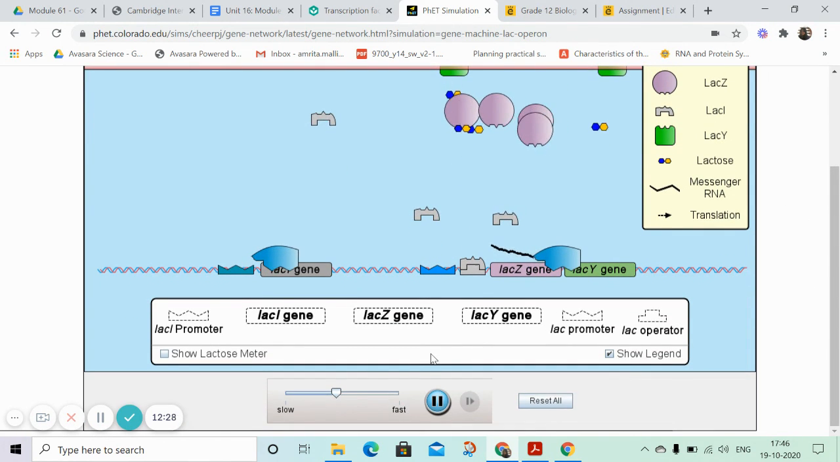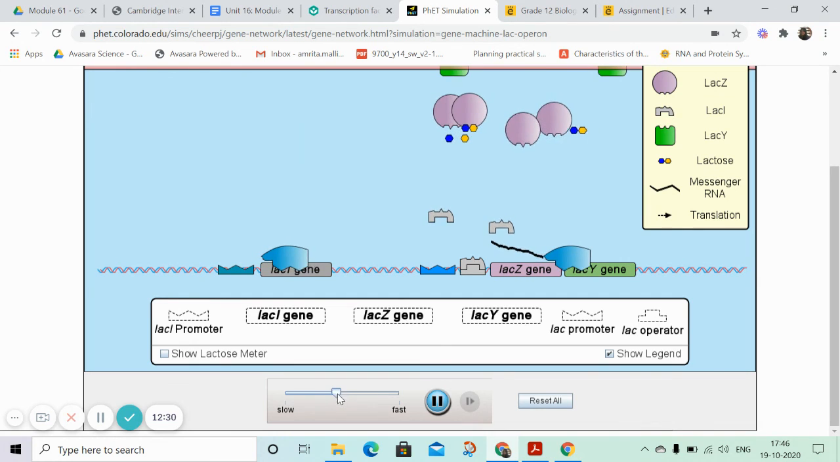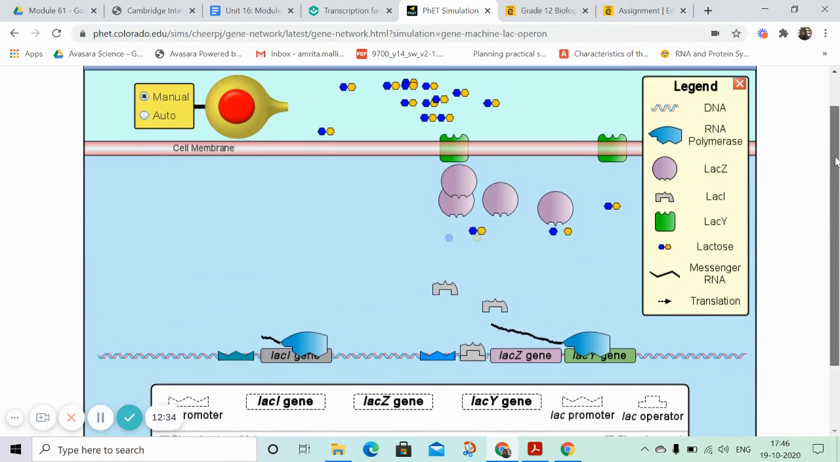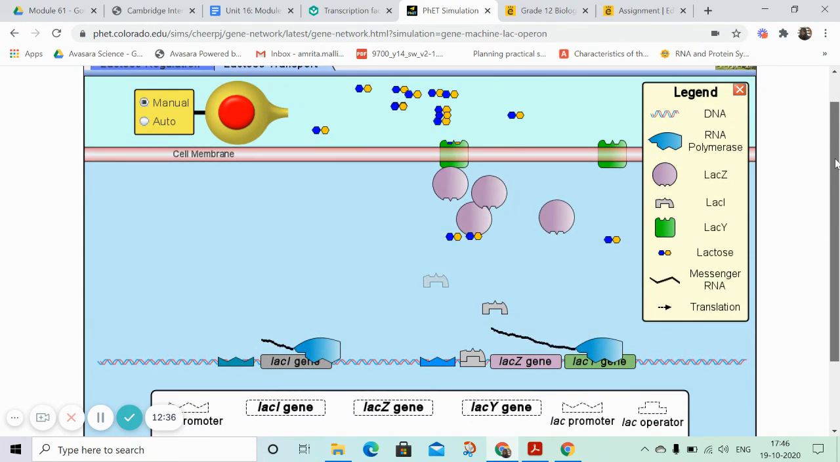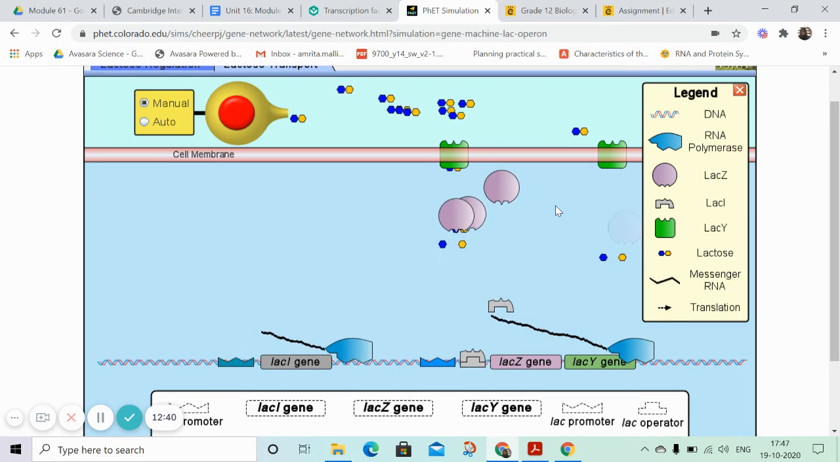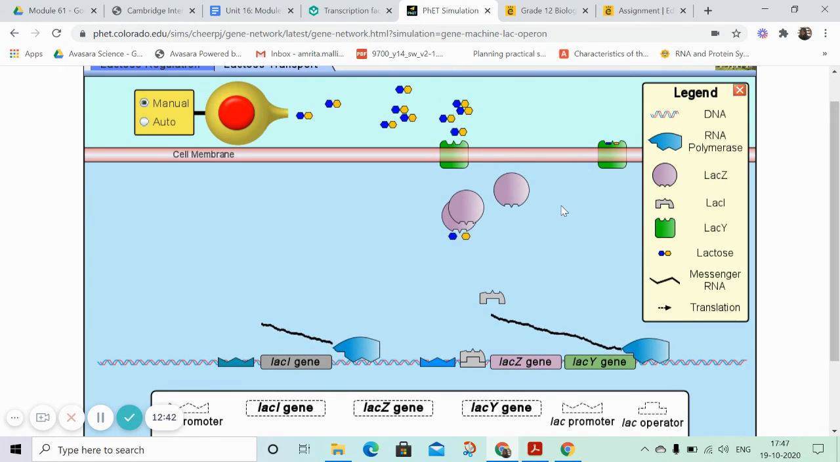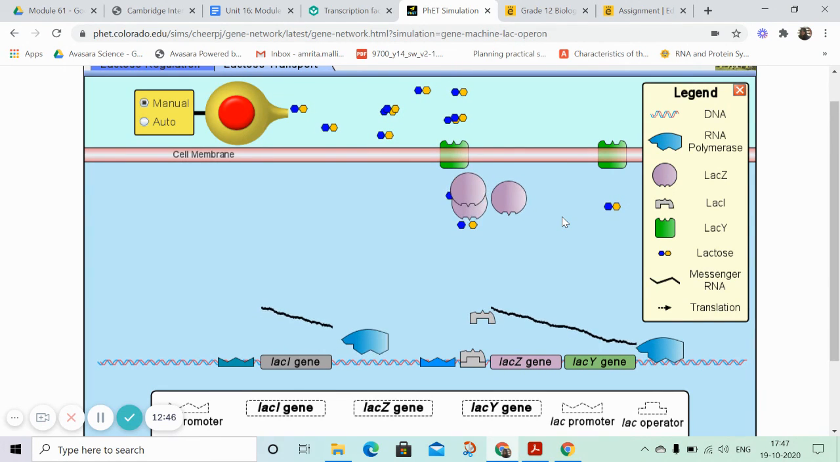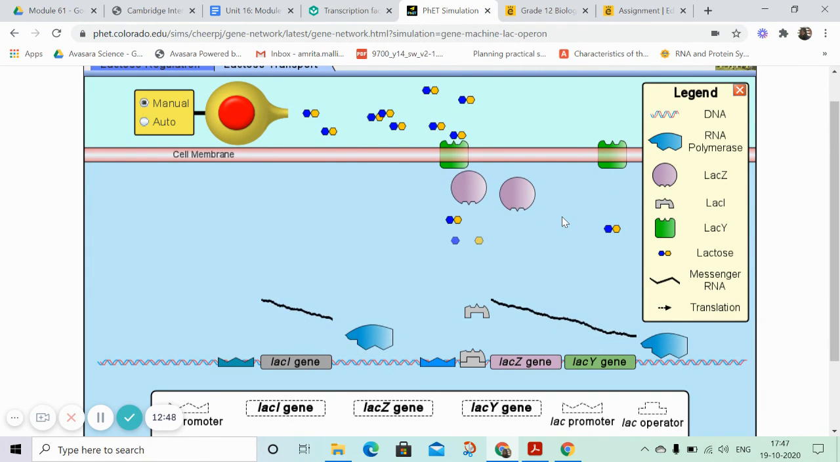Let me quickly increase the speed of all of this motion so that we can see what's going on a little faster. We can see lactose entering through that green color protein into the cell. Make sure you are using the correct terms as to what is happening to the lactose because of the LAC-Y gene product.